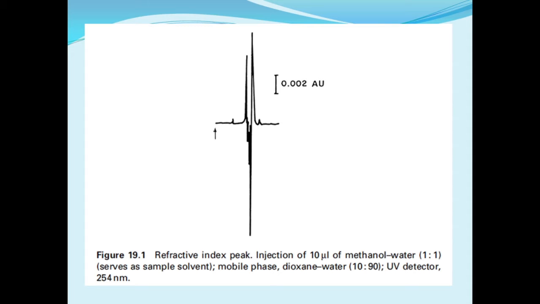Retention time comparisons depend greatly on the constancy of the solvent delivery system and are less sensitive than the sample reference mixture injection alternative. In this figure 19.1, refractive index peaks: injection of 10 microliter of methanol water 1:1 serve as a sample solvent. Mobile phase dioxane water 10:90, UV detector 254 nanometer.